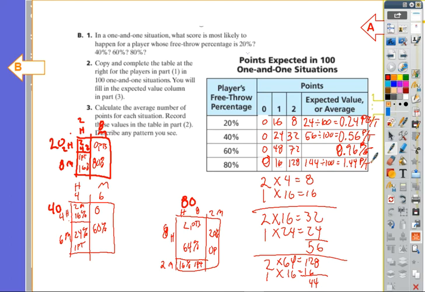Notice how, as your percentage increases, the difference here is getting bigger and bigger every time. So if you're a basketball player, even a small increase in your free throw shooting percentage will end up paying huge dividends in your points per trip to the free throw line.